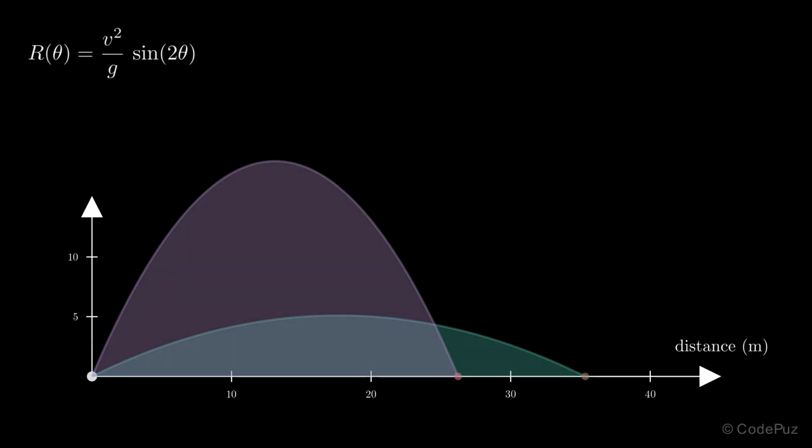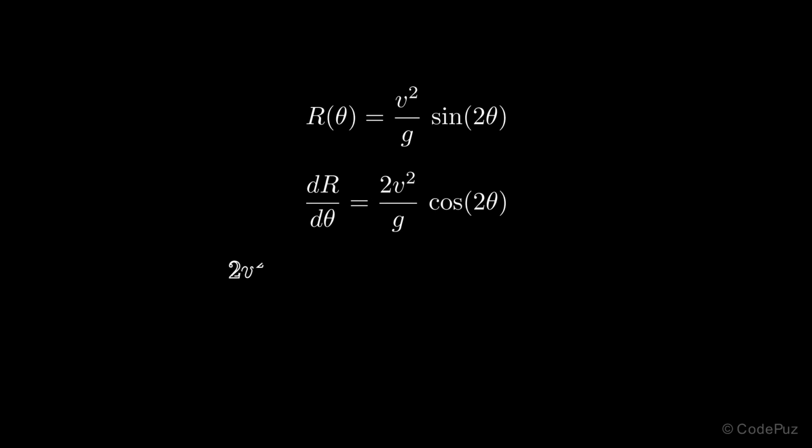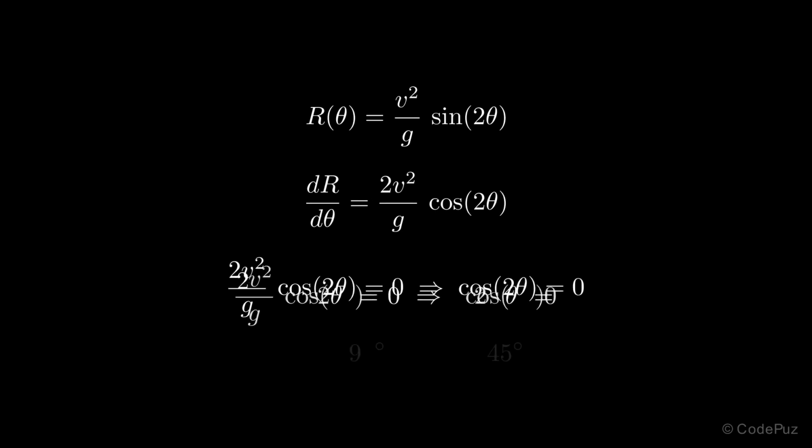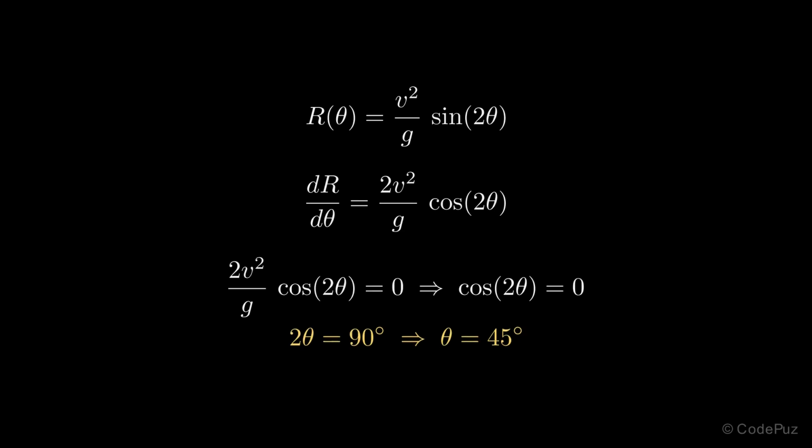The range equals v²/g times the sine of 2θ. Speed and gravity are fixed, so the only thing we control is the angle θ. That means we differentiate with respect to θ. The derivative is proportional to the cosine of 2θ. It is 0 when 2θ equals 90 degrees, so θ is 45 degrees. Hence, if the angle of launch is 45 degrees, the range is maximized on Earth or any other planet.